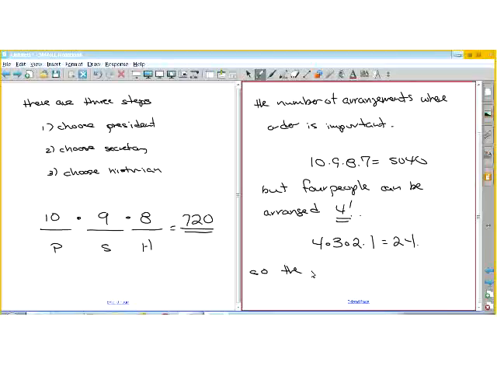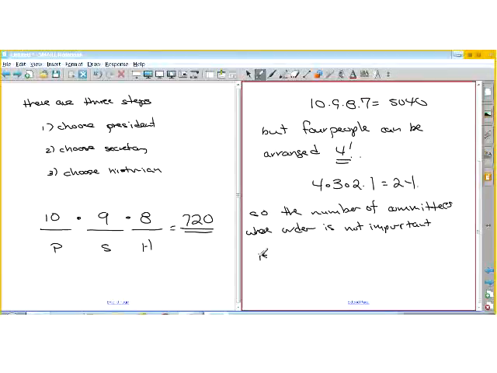So the number of committees where order is not important is 5,040 divided by 24. And I get 210, and that's the answer.